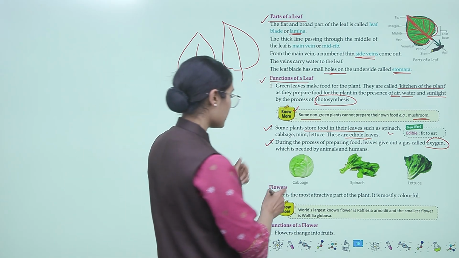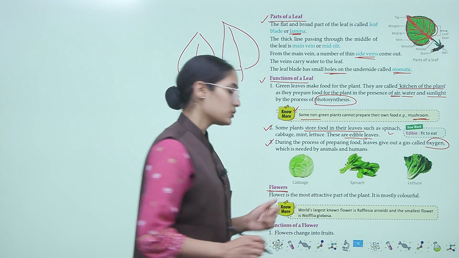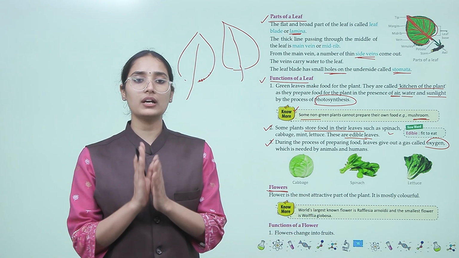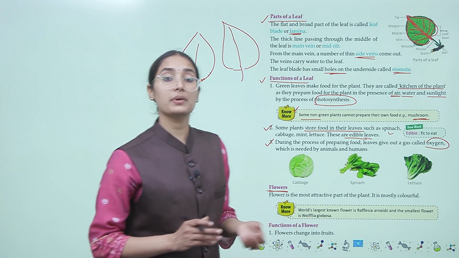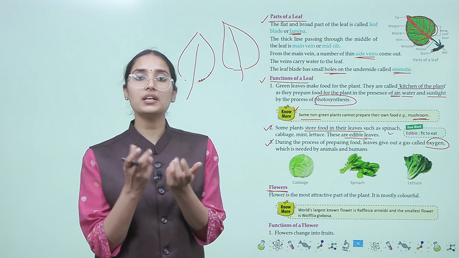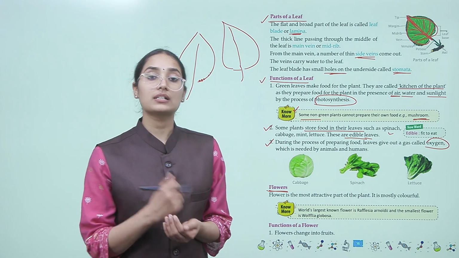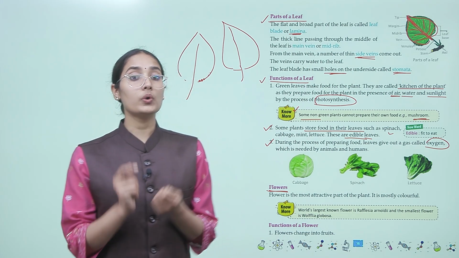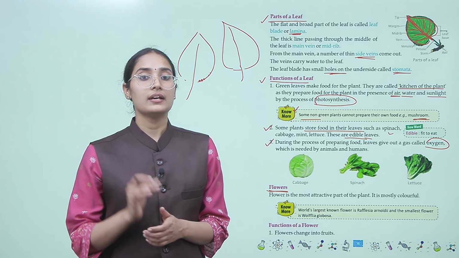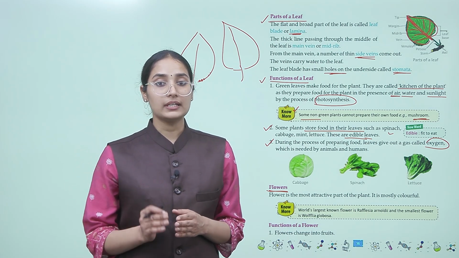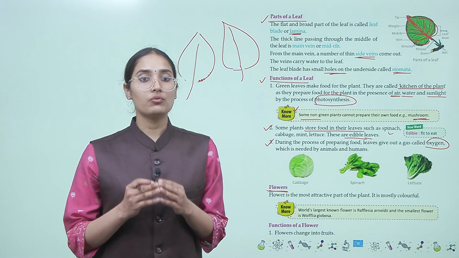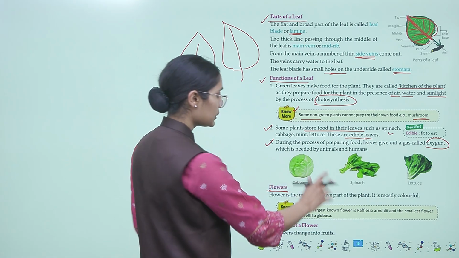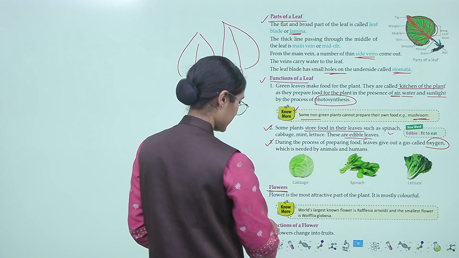Now the next part is the flower. The flower is the most attractive part of the plant, and it is mostly colorful, right? Why is it attractive? Because it has a very different and unique shape, it is colorful, and it smells so nice. Do you know the world's largest known flower is Rafflesia arnoldii, and the smallest flower is Wolffia globosa? So these are the smallest and biggest flowers.